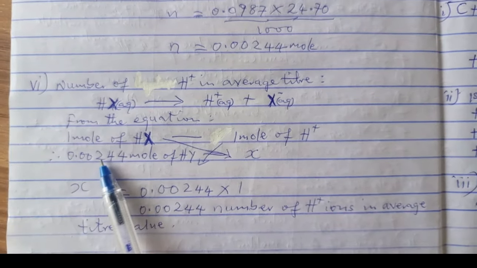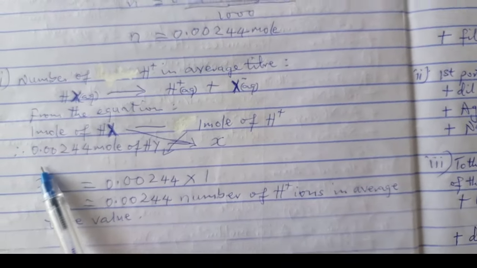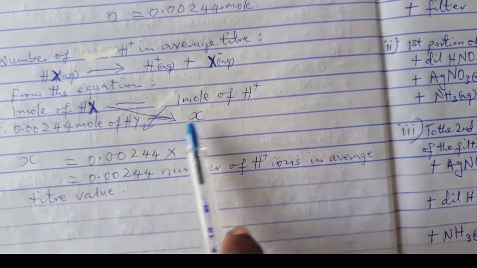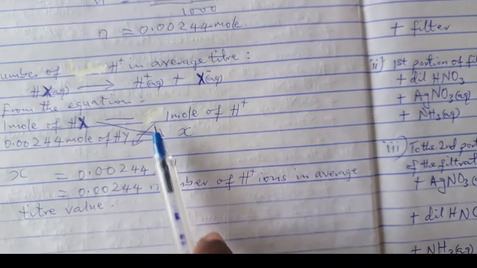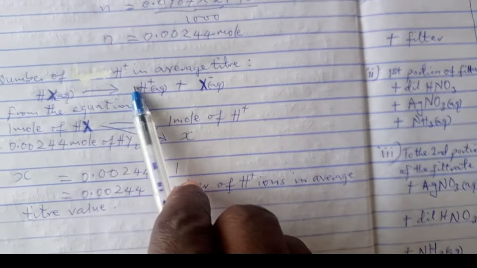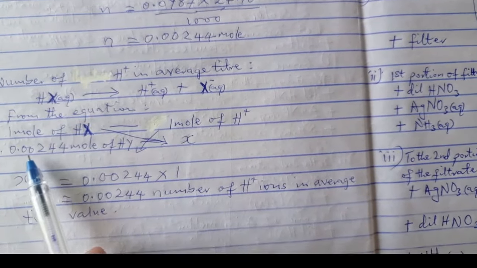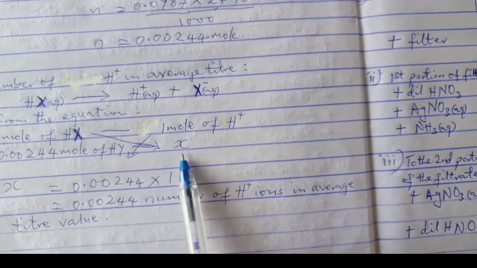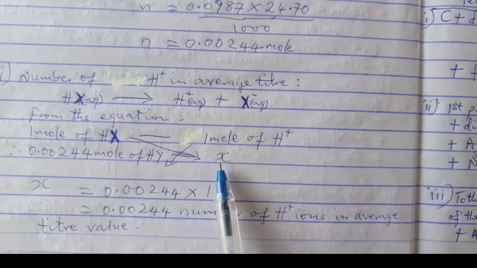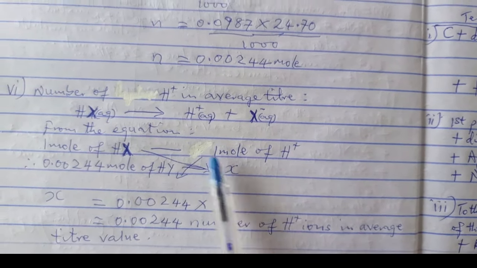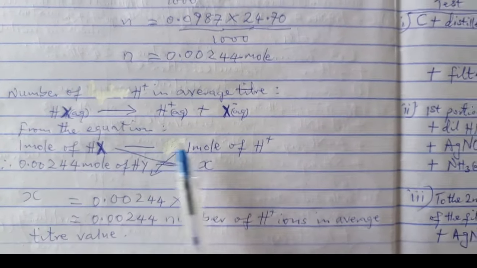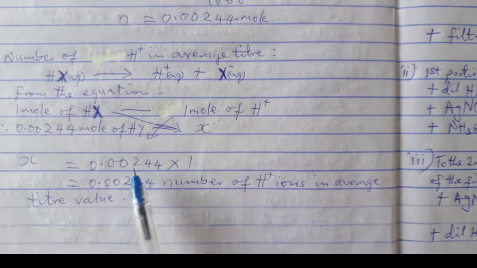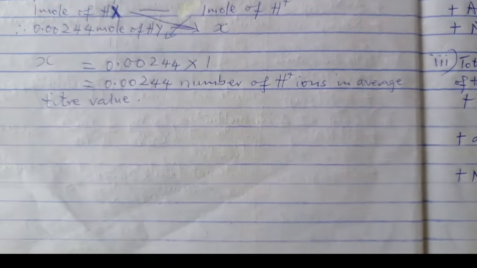Then what we just calculated, 0.00244 mole of this compound, will produce what of this? I don't know, X. Assuming it was 2 here in the balanced equation, we would put 2 here. By cross multiplication, this to this, this to this, and then you find your X. X will be multiplied by whatever value you have from the balanced equation. So 1 multiplying by this equals this value. That's what we were asked to calculate.